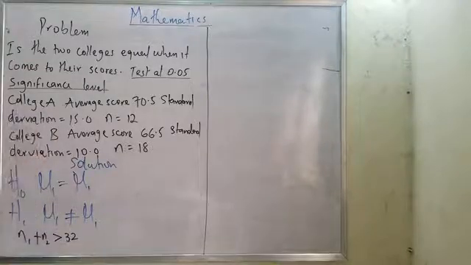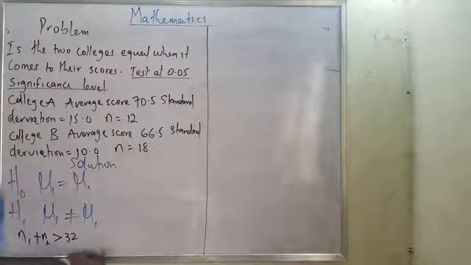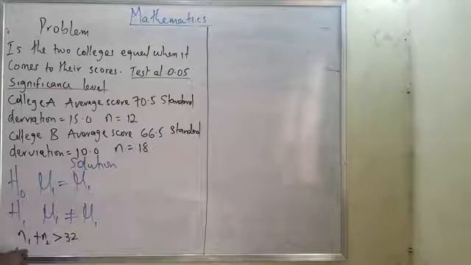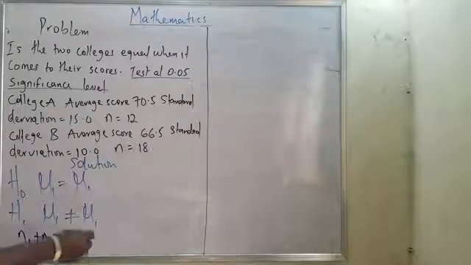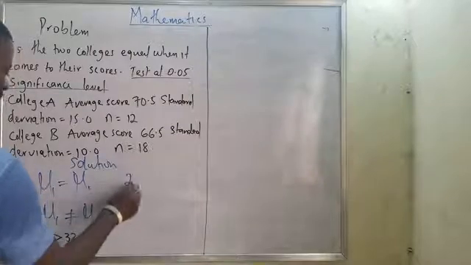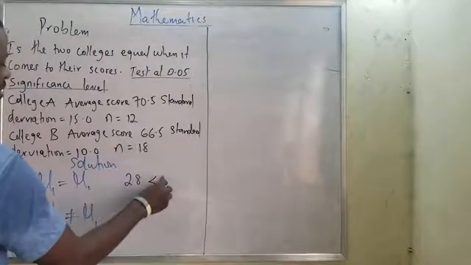If it is yes, if it is no. Now, let's try to check. My n1 is not greater than... what is my n? We have 10 plus 18, which is equal to 28. Is it 28? 10, 18, that will be 28. It means 28 is less than 32.